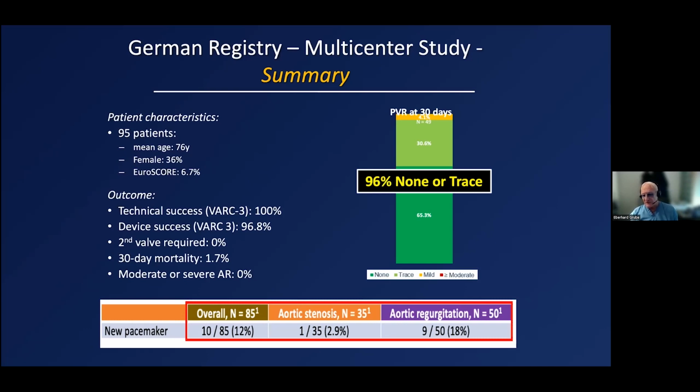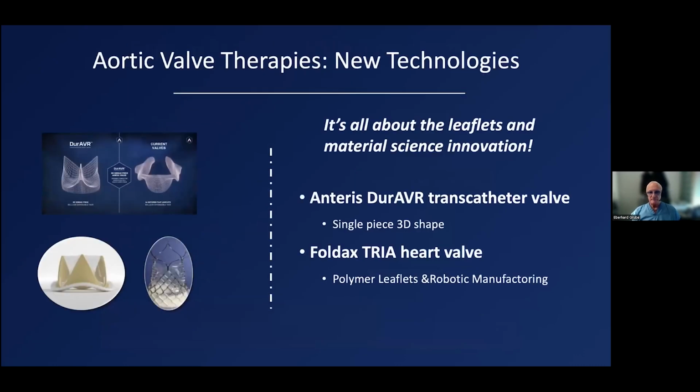In the patients with aortic regurgitation, we are learning, and even there, the pacemaker rate is coming down from initially 18% now with less oversizing to high one-digit numbers. I think as we get more experience with this valve, even that number will be coming down.